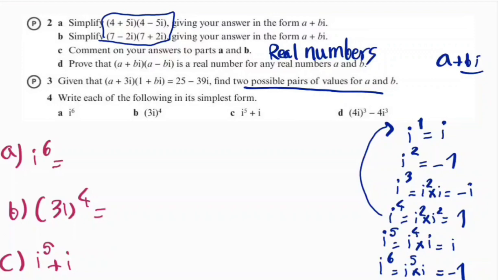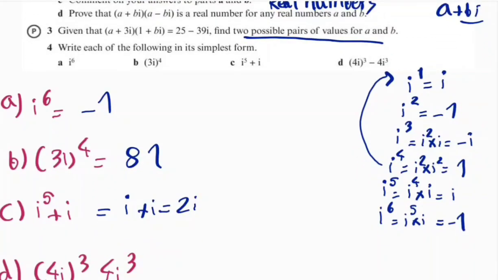So the first one is i to the power of 6, and we've already answered that. That's equal to minus 1. The next one, 3 i to the power of 4. So 3 to the power of 4 is 81, and i to the power of 4 is just 1. So 1 times 81 is 81. Now the second one is i to the power of 5 plus i. i to the power of 5, as we have written here, is i, and plus i is 2i.